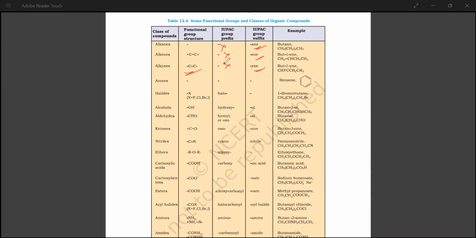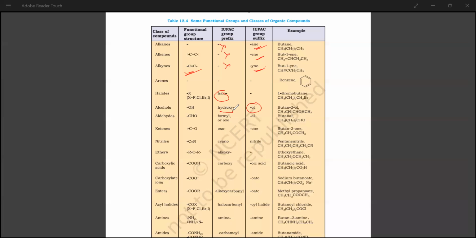Now see, arenes will also not have any prefix, and can only be used as arene or benzene. There is no prefix or suffix for them. Halides can never be used as a suffix, only as a prefix, that is halo. And alcohols can be used as a suffix, and then the name will be ol. And if there is a stronger functional group than this alcohol, then this ol can't be used. Then it won't be a suffix, it will be a prefix, and the prefix for alcohol will be hydroxy.